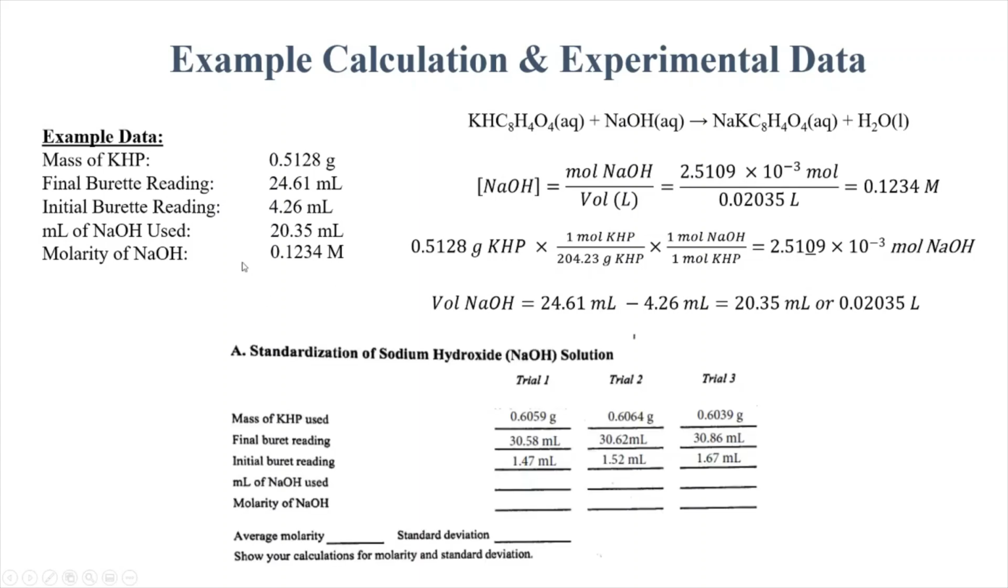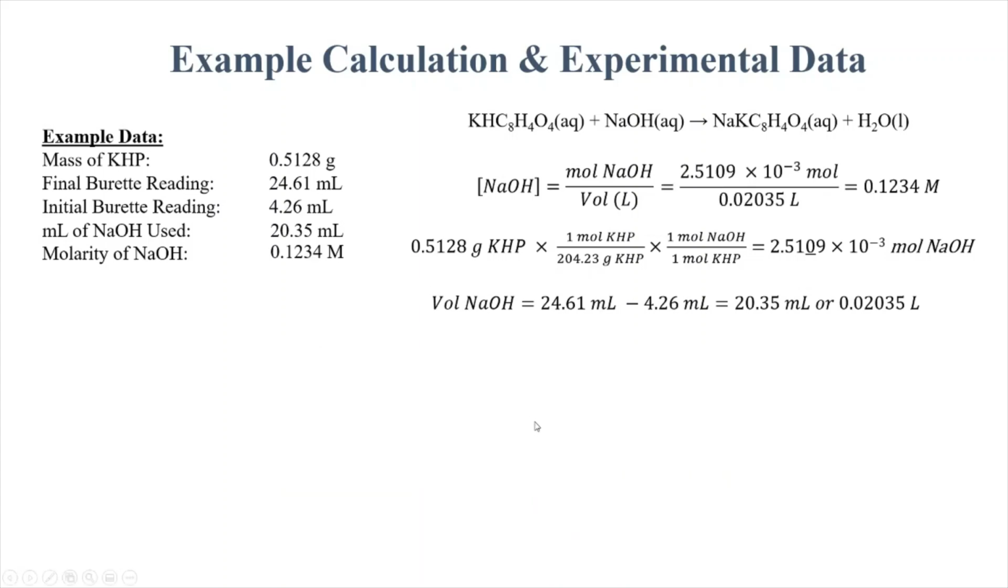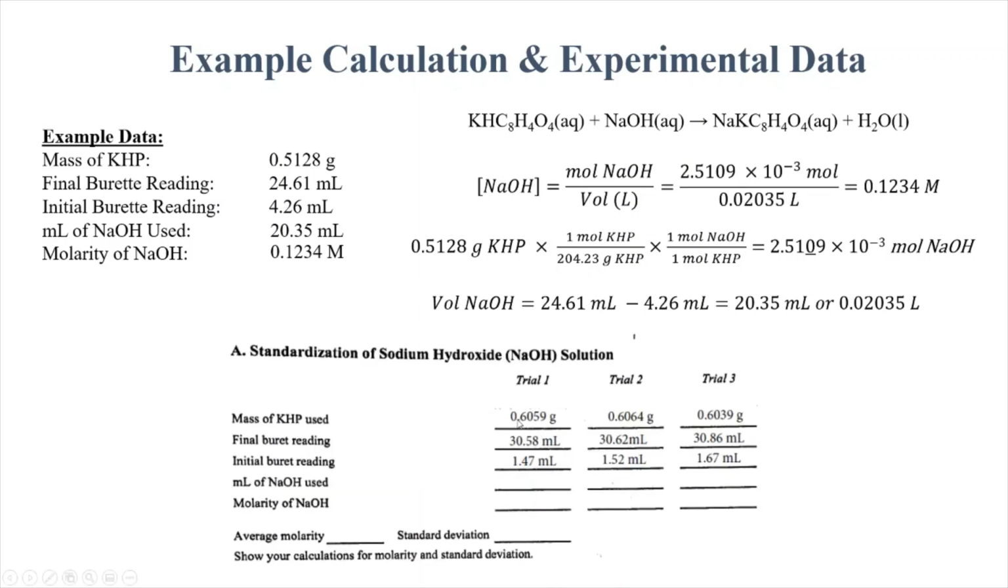So now in real life, that was sample data that gave the 0.1234. In real life, this is the data that you would have gotten if you were to run this experiment. So when you went into the lab, you would have measured 0.6059, 0.6064, 0.6039. Now notice that these are all to four decimal places, and that's because that's the maximum number of decimal places that the balance can give you.